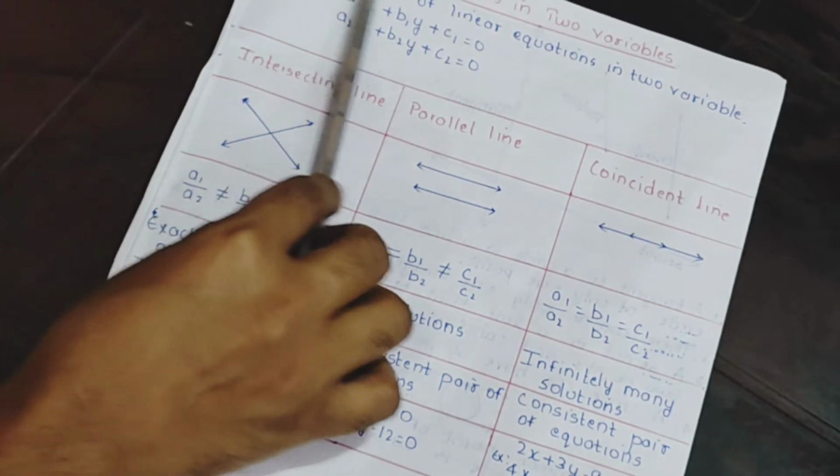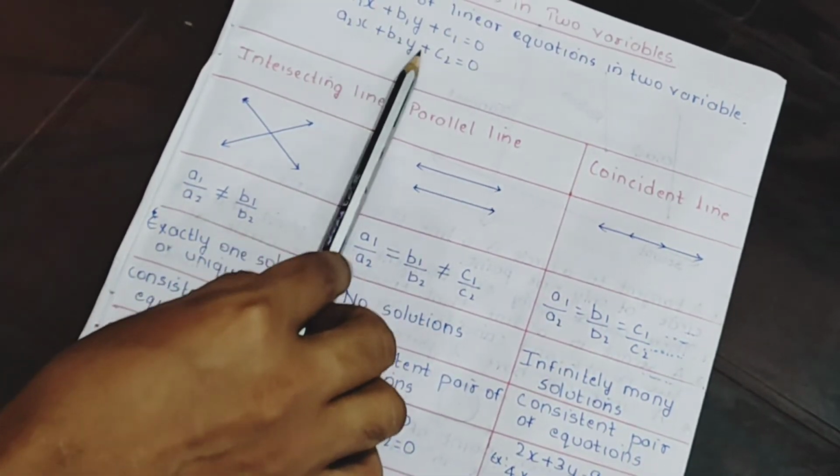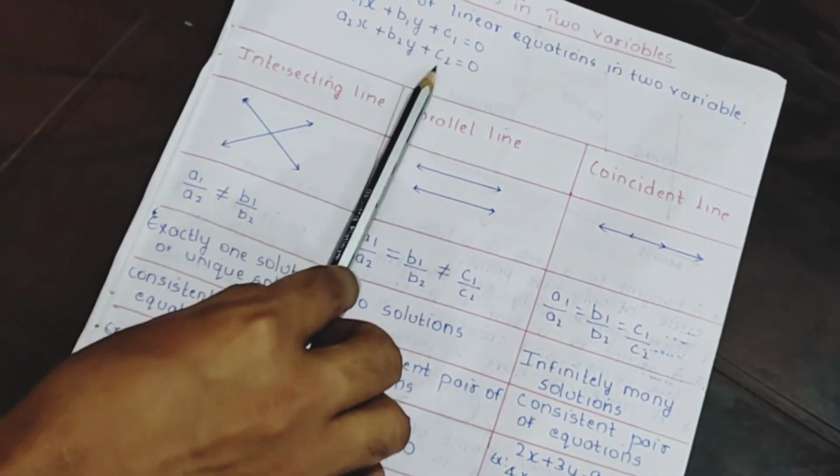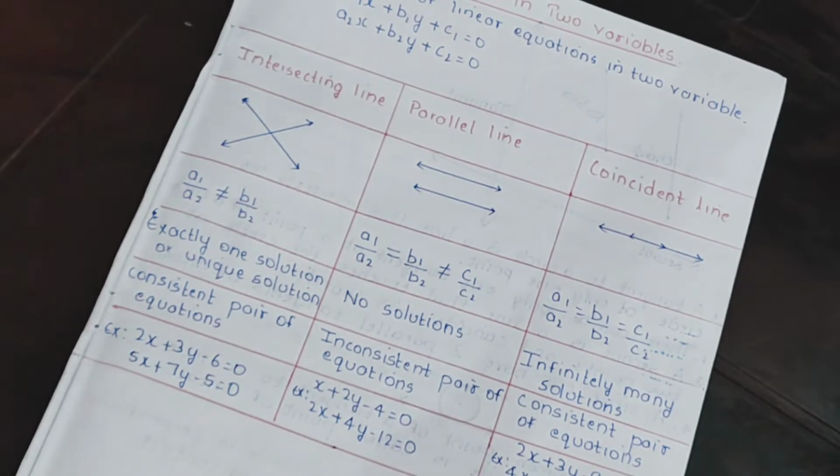Now the formulas on pair of linear equations in two variables. This is the general form you should remember. We know two variables, two linear equations. It's a pair. Now this table is very important. I have explained it in detail in the model paper 1 solution.